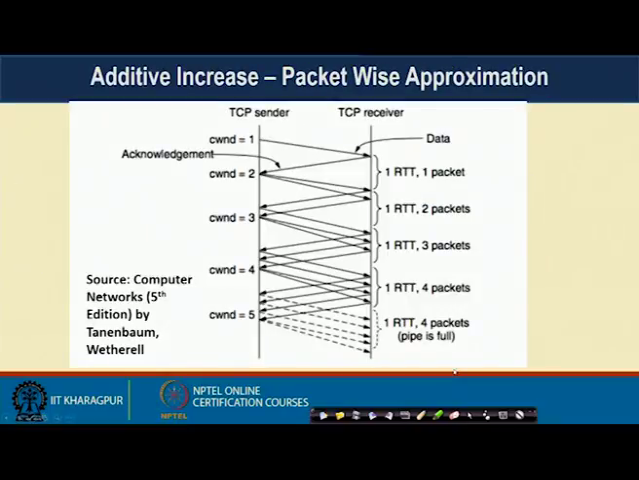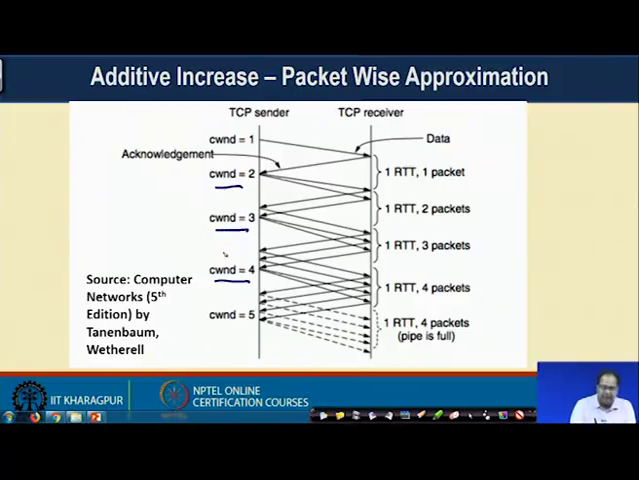It looks like this in additive increase if you do the packet-wise approximation. Initially the congestion window was 1, once you get an acknowledgement you make the congestion window 2, then you get these 2 acknowledgements and you make the congestion window 3, then in the next RTT you get the acknowledgements for those 3 packets, so you make the congestion window 4. This additive increase we approximate based on the formula that we have given earlier. So, that is the broad idea of increasing the congestion window by using the additive increase principle.